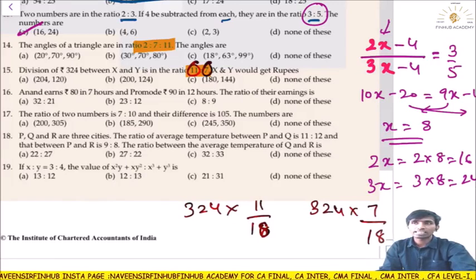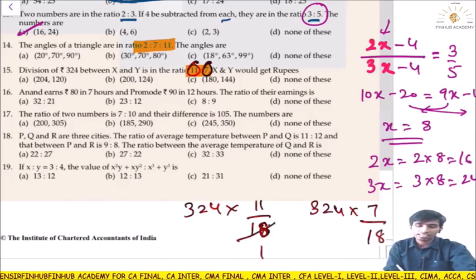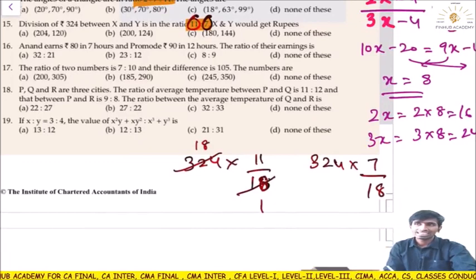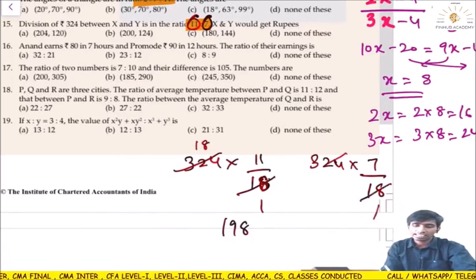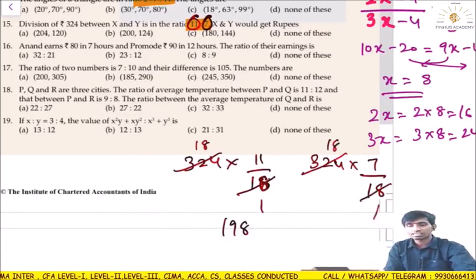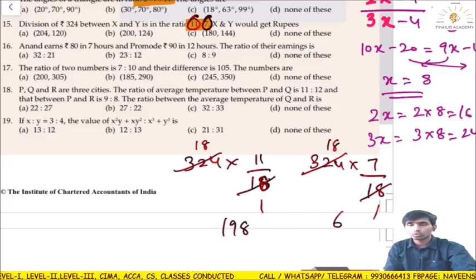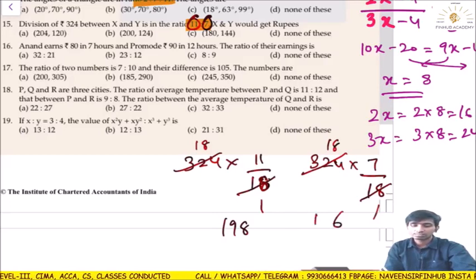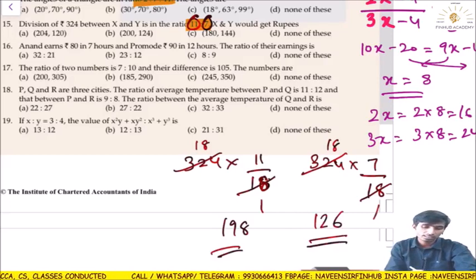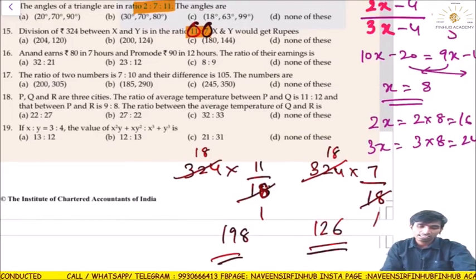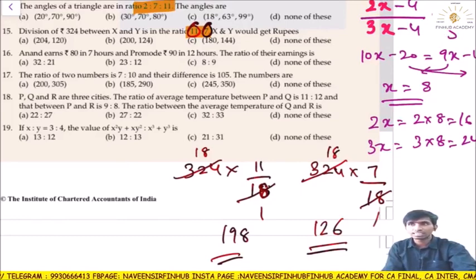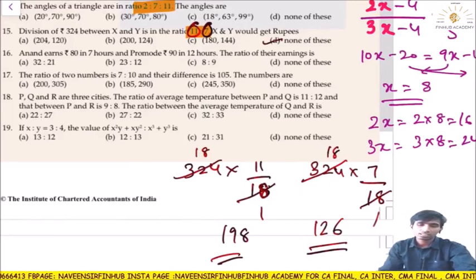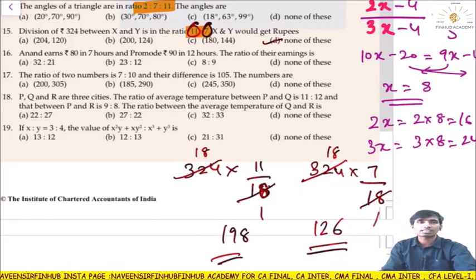See, 324 divided by 18, how much is it? I think it's a square. So 18 ones are 18, 18 elevens will be 198. And 18 sevens: 7 eights are 56, carry 5, 7 plus 5 is 12, so 126. So 198 and 126. What is the option? 198 is not there. 198 is correct, no? Did I make any mistake? None of these. Check the answer back whether it is none of these, please.